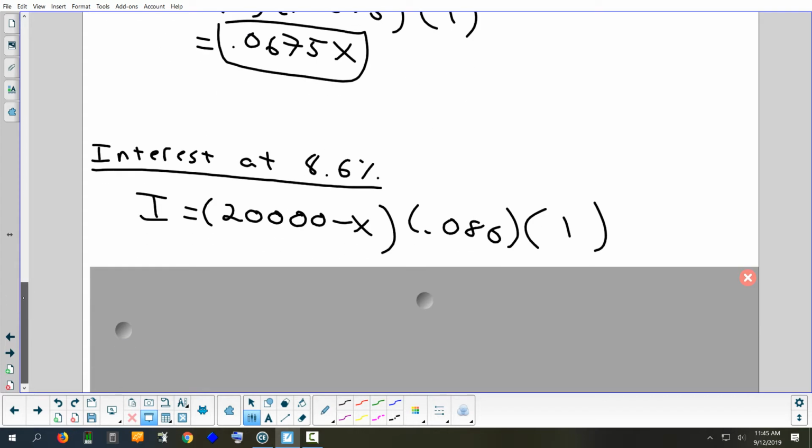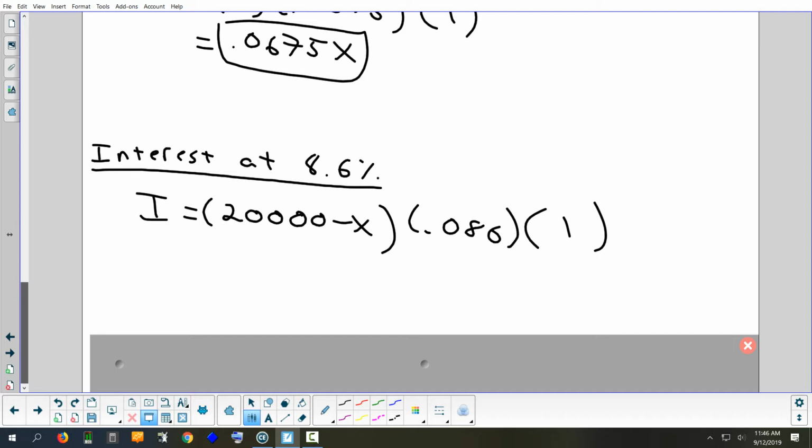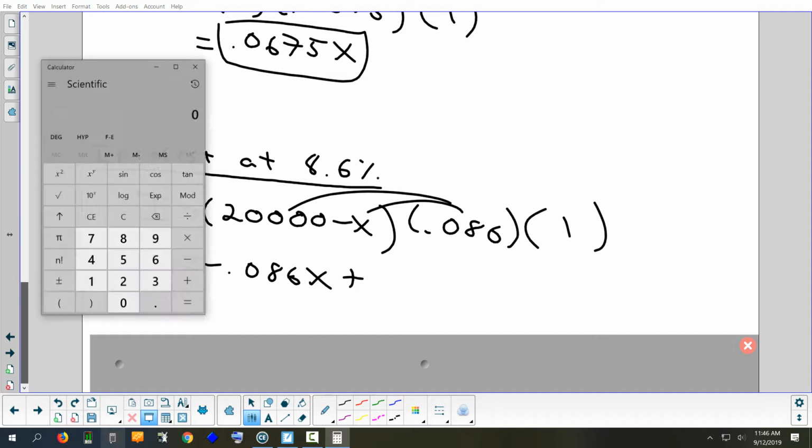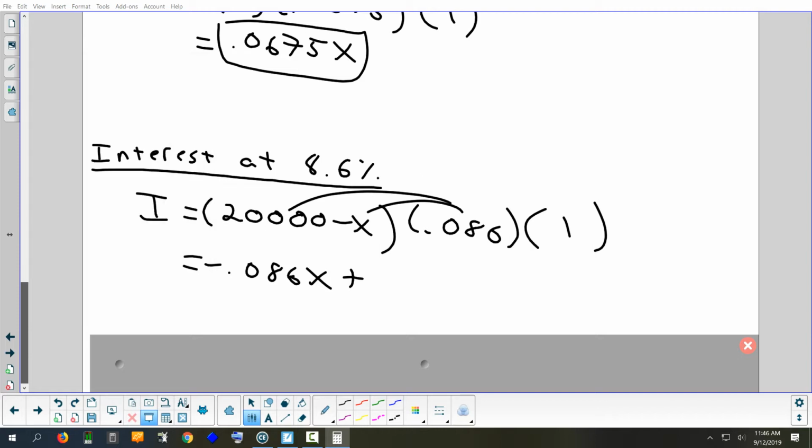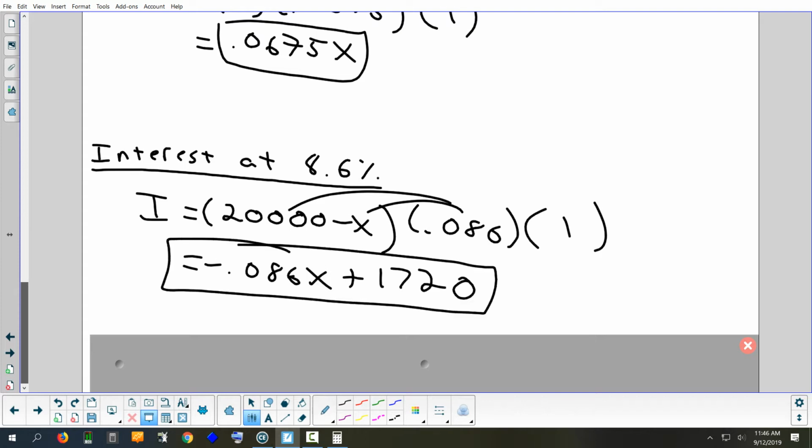This one, which property would I have to use to simplify this? Yep. So let's distribute it out, and I'm going to write it in mx plus b form. So negative 0.086x plus 20,000 times 0.086. Thank you. So it's 1,720. So that's how much interest he makes at that one.